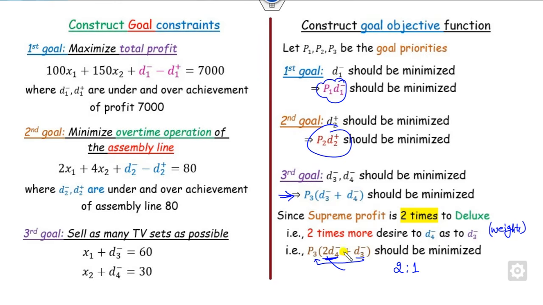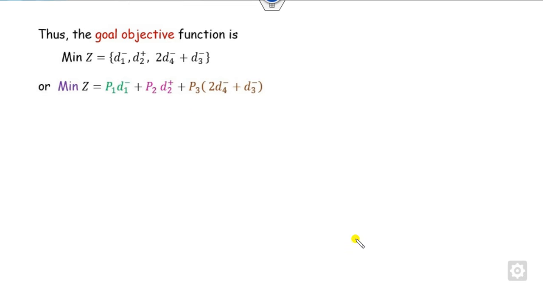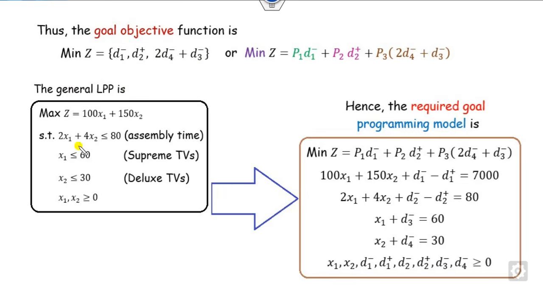Now you have the 3 objectives are there. First, second and the third you can write the objective functions as of this. Either you can write as a sum of them or either you can write here. And the constraints are this. So the 3 objective functions, constraints, and this is the required goal programming.